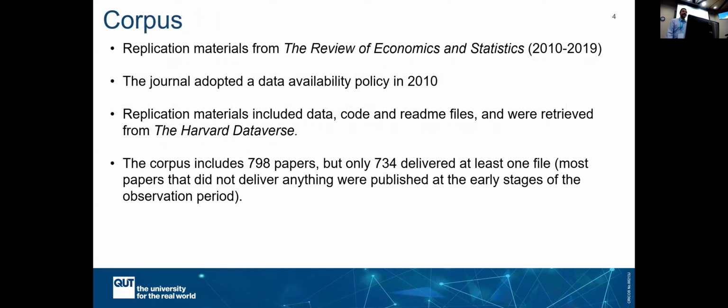So the corpus analyzes materials provided by researchers that have published papers in the Review of Economics and Statistics journal in the period 2010 and 2019. This journal adopted a data availability policy in 2010. So it covered a 10-year period. And these materials are stored in the Harvard Dataverse. I analyzed around 800 papers, but only 734 delivered at least one file. So around 60-something didn't deliver anything, although most of them were at the earlier part of the observed period.